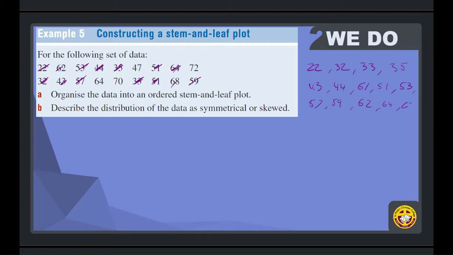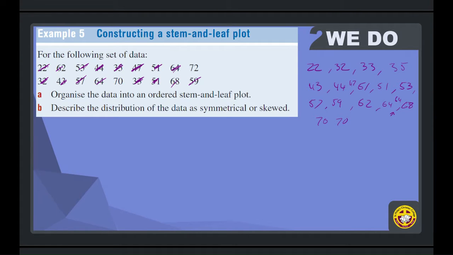And 68. Oh, I missed a 64. There are two 64s. Oh, and I missed this 47. This is why we cross the numbers out as we go. And then we end up with a 70 and a 72.